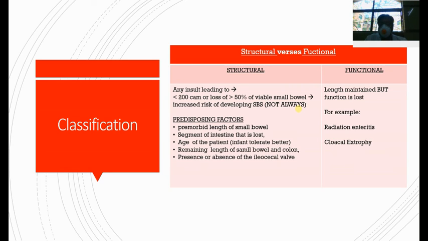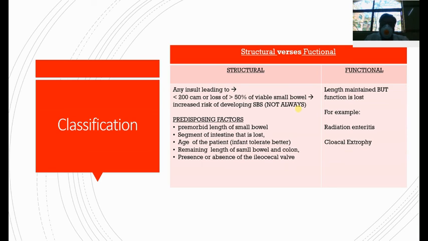So, we can classify short bowel syndrome into structural and functional. Structural is when in an adult there is less than 200 centimeters, or loss of more than 50% of viable small bowel; there is increased risk of developing short bowel syndrome. While functionally, length may be maintained but function is lost. For example, if the patient has radiation enteritis or colorectal exstrophy, even a greater length can result in short bowel syndrome. For these, predisposing factors are important.